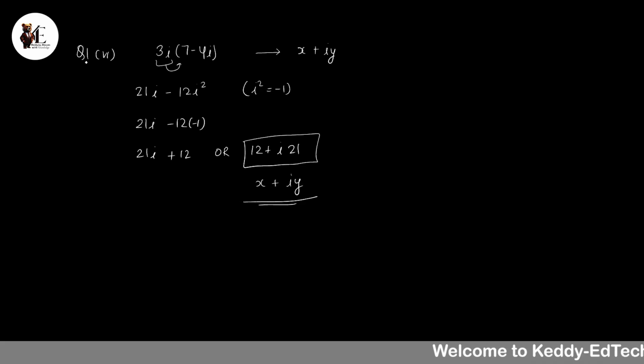Okay, just solve one part. I think z square minus 2z plus 5 is equal to 0. Please try to solve this.